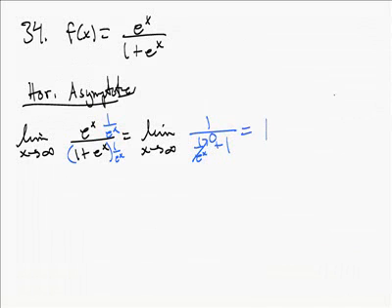so our limit there is going to be 1. Now you can see the same thing is going to be true for negative. Oh, that's not true. That's not true. Let's look at what happens.